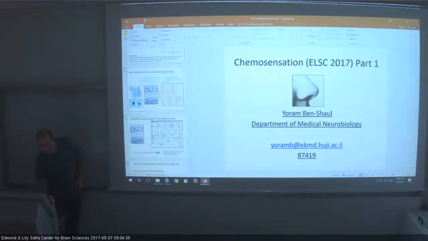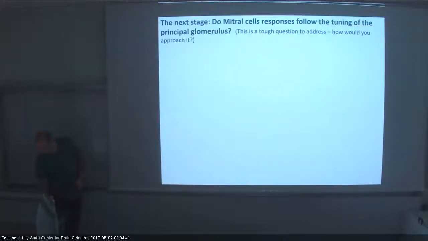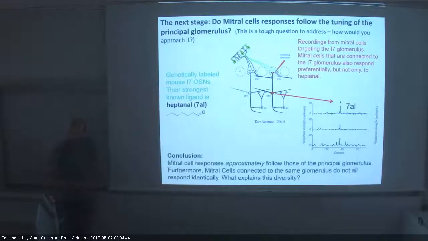We ended with this slide, right? And what was the main point of this slide? The main point was that individual mitral cells which are connected to the same glomerulus may have slightly different activity profiles or response profiles, but they have very similar response properties to those you would expect from the receptors that they connect.